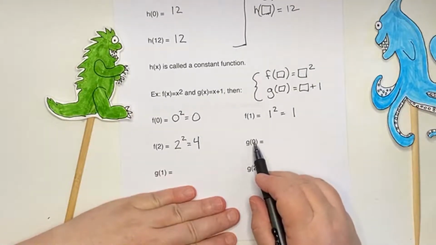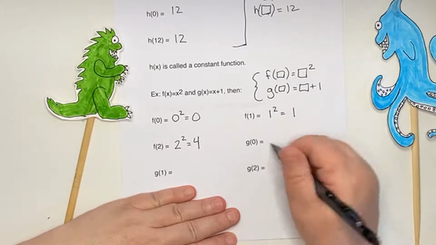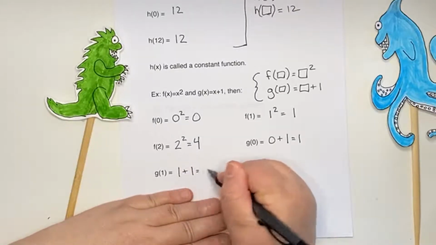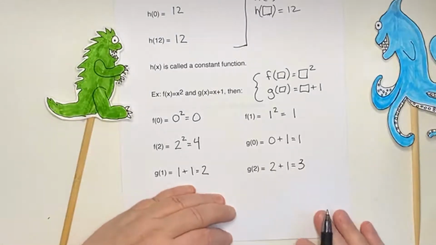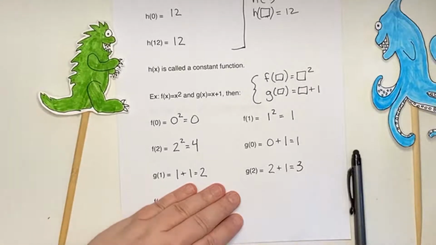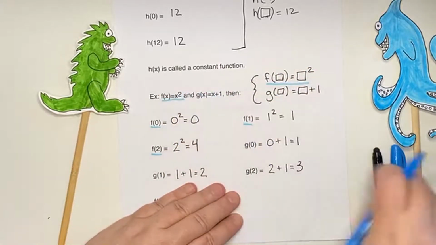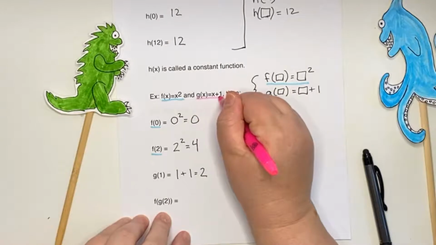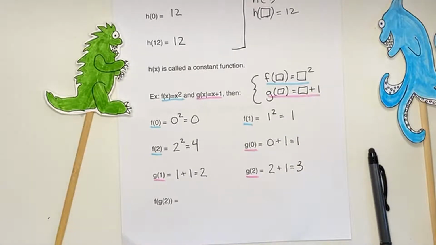Let's go to the g's. G of 0. Now, what does the g function say? G of a box is the box, so whatever's inside here plus 1. So 0 is going to be 0 plus 1. That's 1. G of 1 is going to be 1 plus 1. G of 2 is going to be 2 plus 1. There we go. It's 3. Take a look at that. See what you think. Right? These 3 are following the F rule. And then the definition of G is right there. Okay.